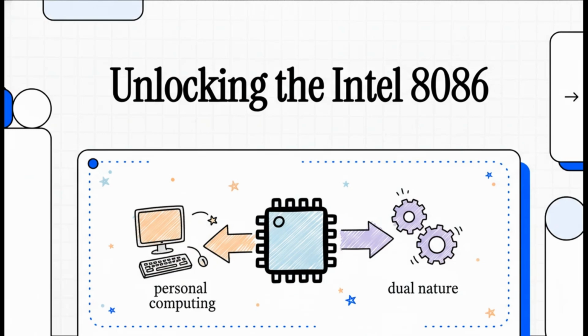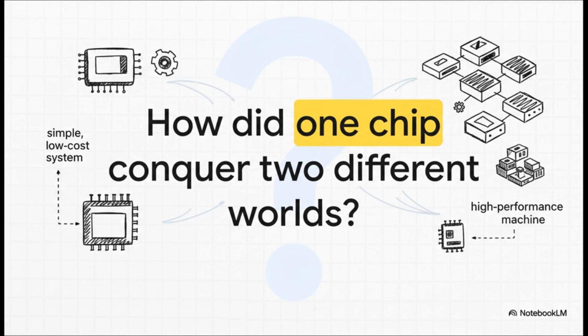All right, let's talk about a real legend in computing history, the Intel 8086. Now, this is the chip that basically set the stage for the personal computer as we know it. But the really cool thing about it, the thing that makes it so fascinating, is its built-in split personality, a design choice that gave it some incredible, and I mean incredible, versatility. And that really is the million-dollar question, isn't it?